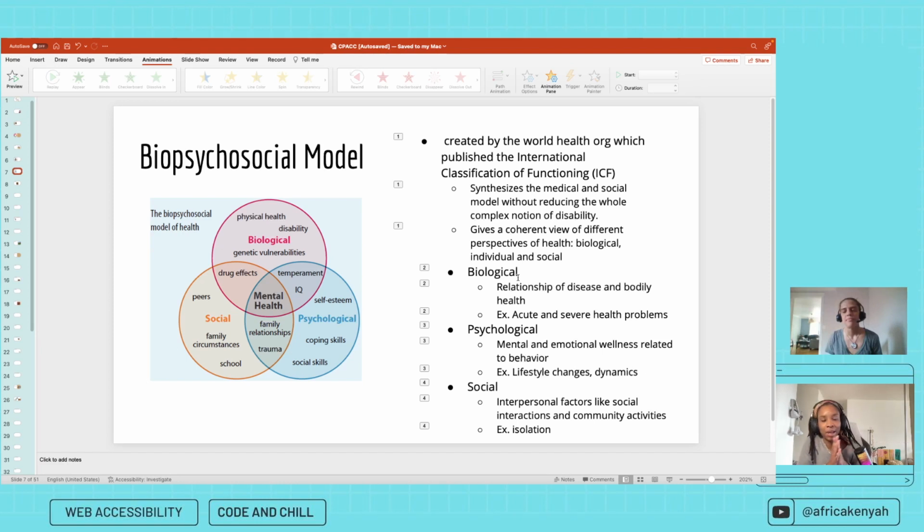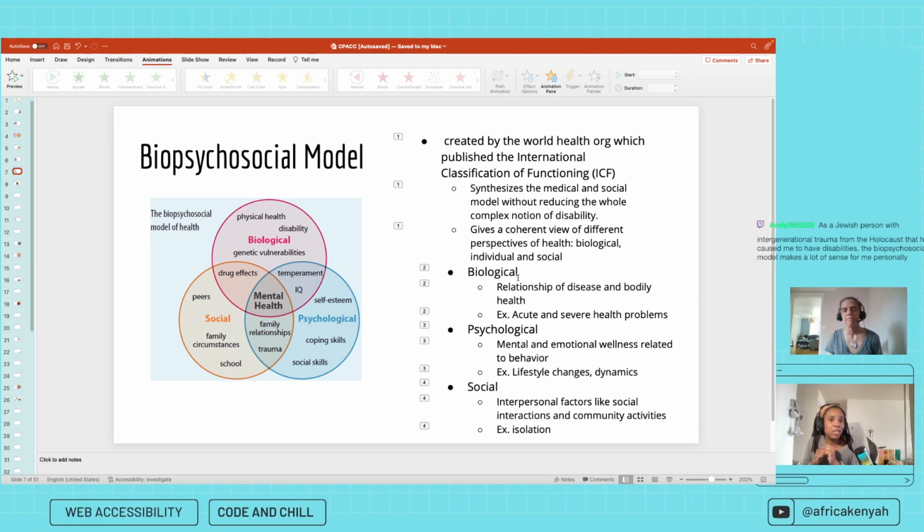So it's really looking at the mind and also the community around the mind, and then how the body is affected by all of that. This was created by the World Health Organization, and it's published in the International Classification of Functioning. It synthesizes all of these things, like I just said, instead of reducing it to one thing.